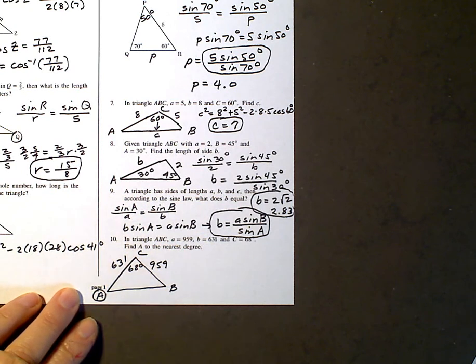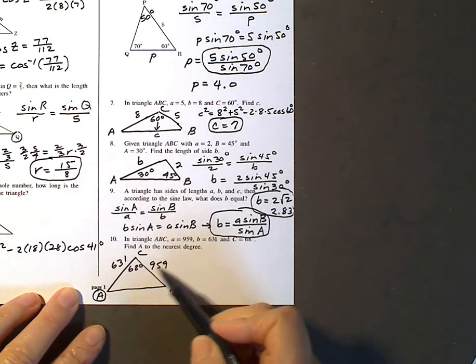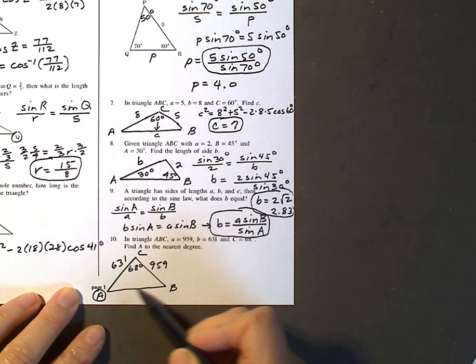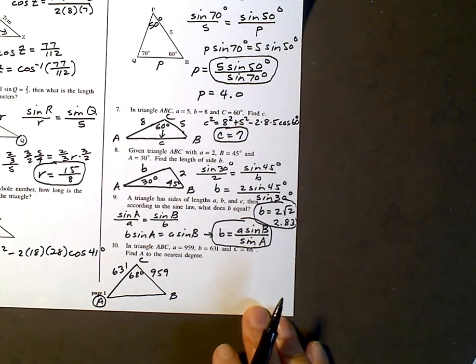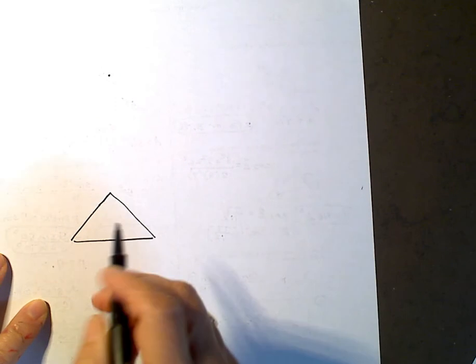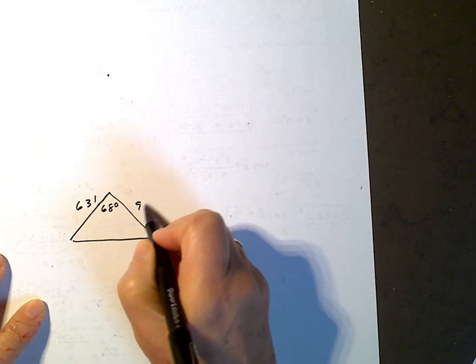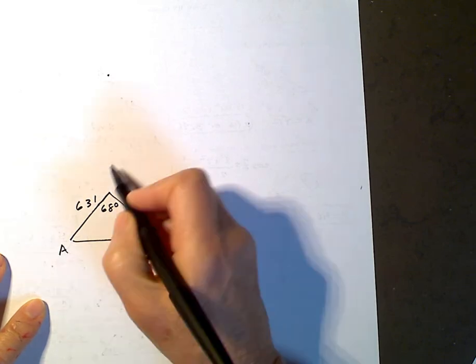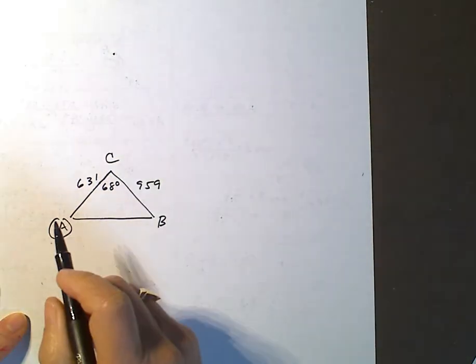Well, I can't use sine law yet because I have an unknown angle measure and a known side, and I have a known angle, but I don't know this side here, and I don't know what angle B is. So this is going to be 2 steps. So I will take this out to the side here. Let's redraw it. So I have 68 degrees, 631, 959, A, C, and B. And ultimately I have to find the measure of angle A. So this is number 10.